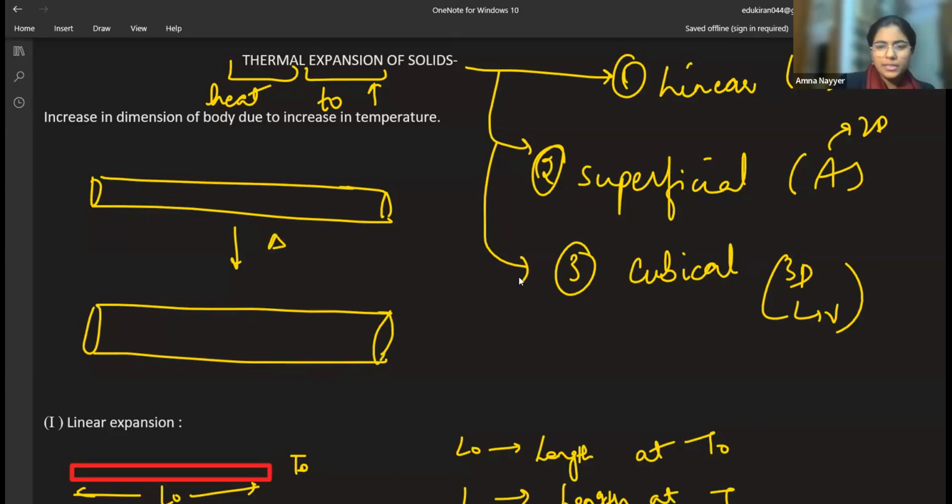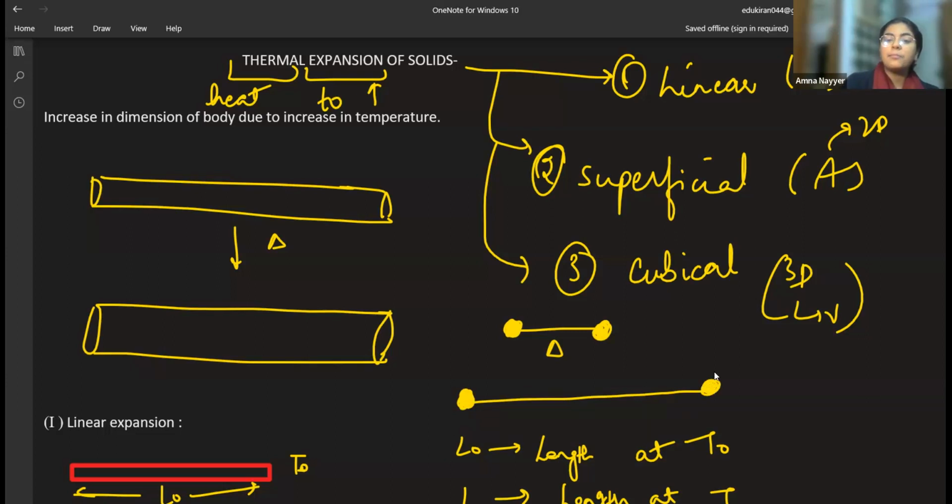The basic reason is that two molecules are very close to each other like this, separated by a very small separation, because this is at the molecular level. When this is kept on heat, when you are heating it, the separation between the molecules will increase. If one molecule is here, the other molecule will be here.